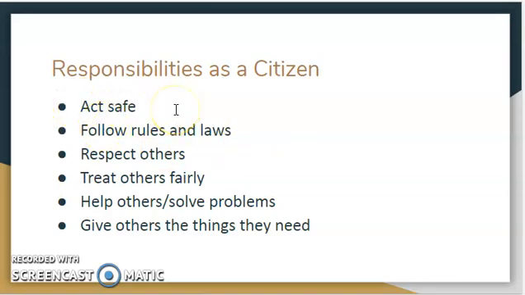Act safe? Well, okay, maybe, because maybe it's slippery. Follow rules and laws? Well, that doesn't really apply. What about help others? Treat others fairly. Help others solve problems. Maybe we can solve the problem here. Give others the things they need. Yes, in this case, it is mostly solving the problems.